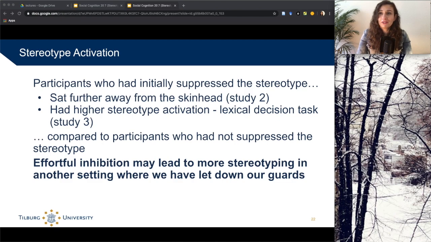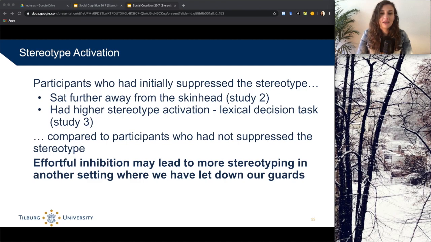There were some other measures involved in the study that I'm just going to anecdotally report here and not show you the data for. So the other data in the study, or in follow-up studies, showed that participants would initially suppress the stereotype in round 1. Further down the road, in trickle-down behavior, they sat further away from the skinhead. So that's a behavioral measure of stereotyping.